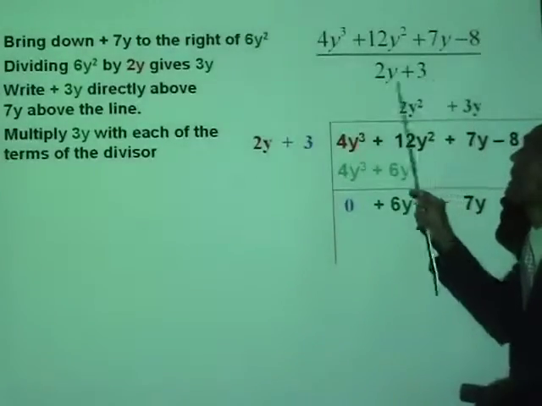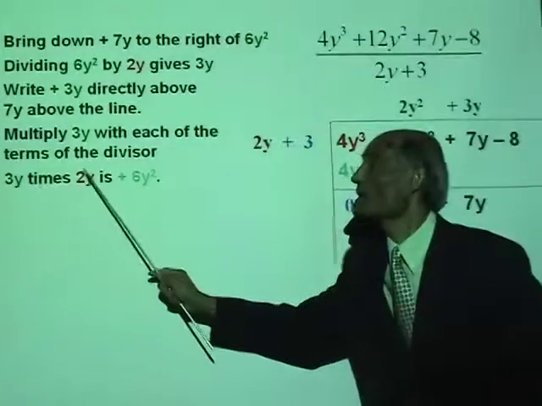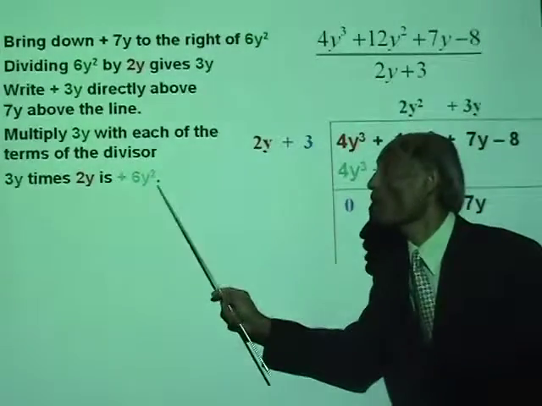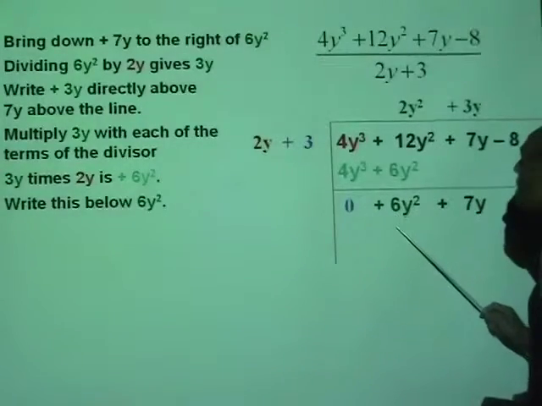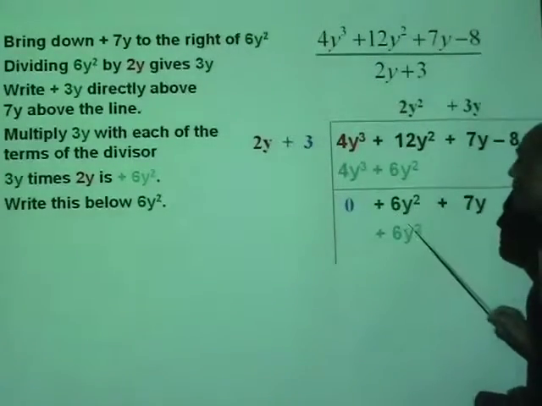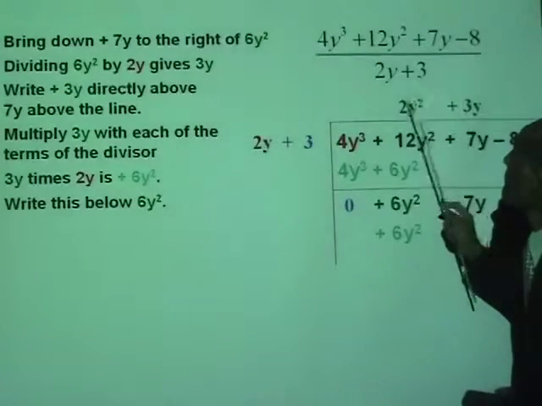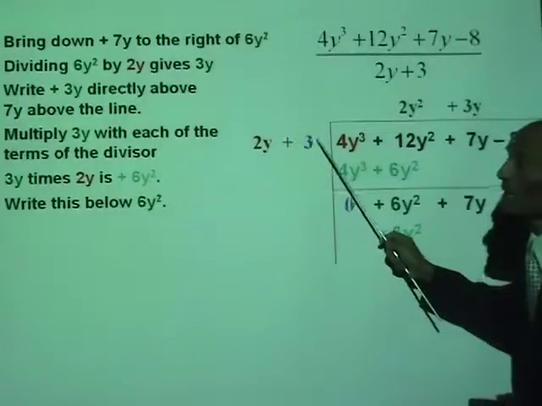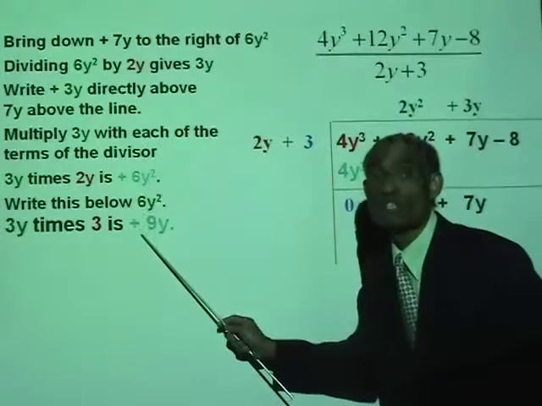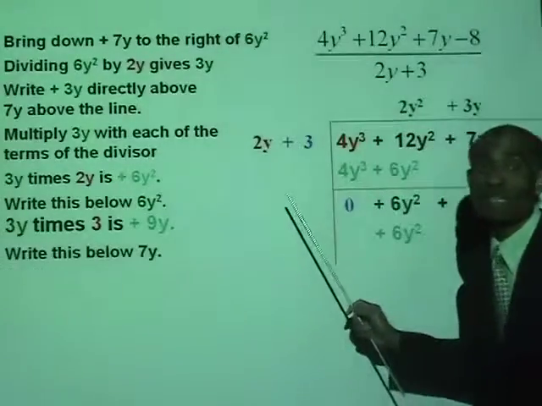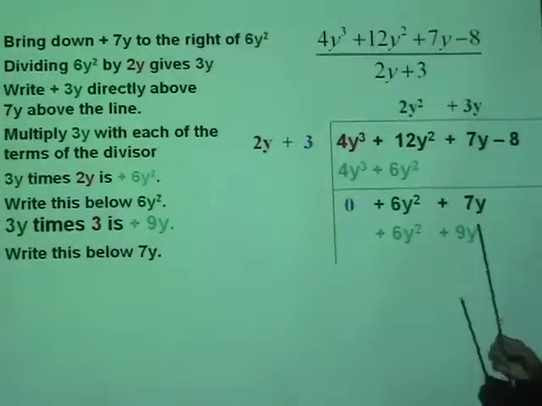What is 3y multiplied by 2y? 3y times 2y is positive 6y squared. And write it below the 6y squared. There we are. What's the next step? 3y multiplied by positive 3. What is 3y multiplied by positive 3? Is 9y. Where do I write it? Write it below 7y. What is the next step?